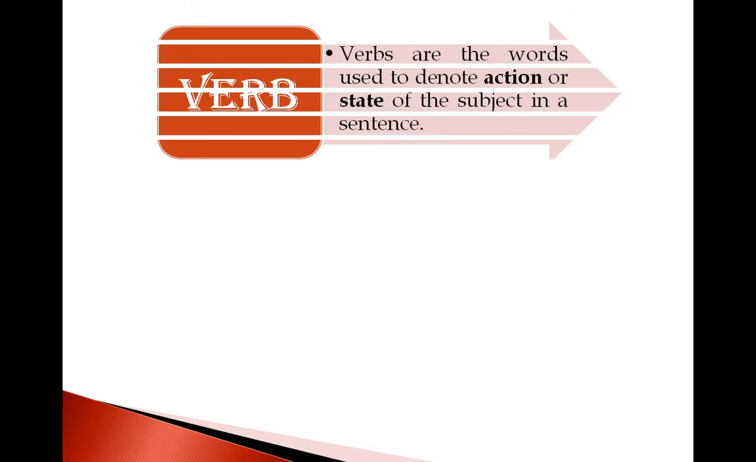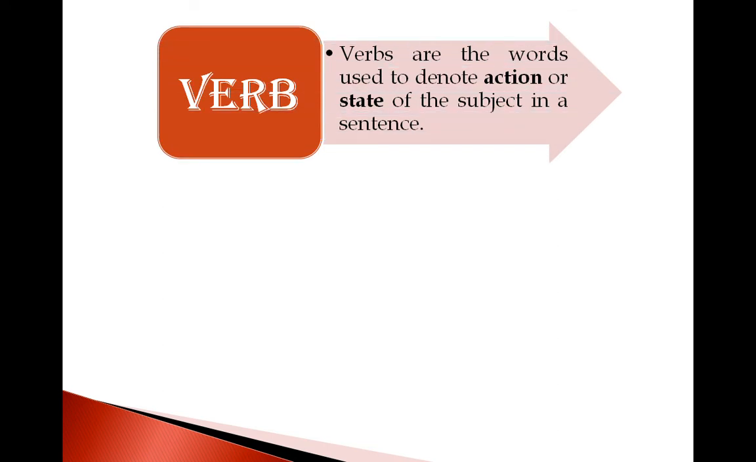So let's begin with the definition. Verbs are the words used to denote action or state of the subject in a sentence. We already know that every sentence is about someone or something, and that someone or something is called the subject of that sentence. And we also know that in every sentence, the subject either does something or is something. And our verbs are the words that tell us what the subject does or what it is or in what condition or state it is.